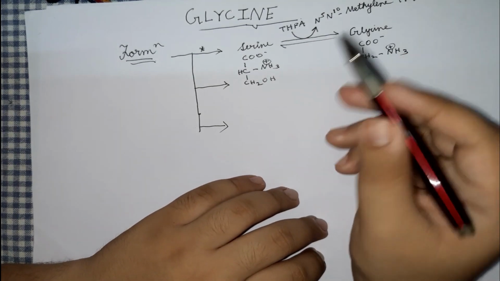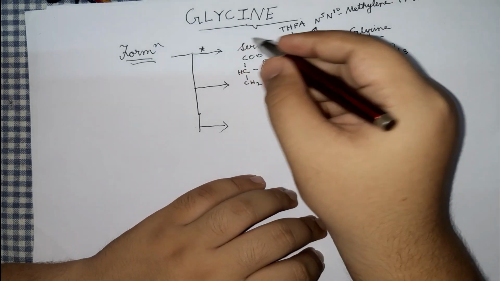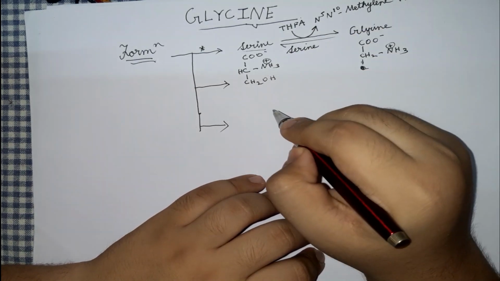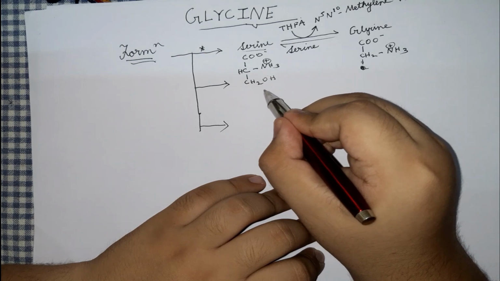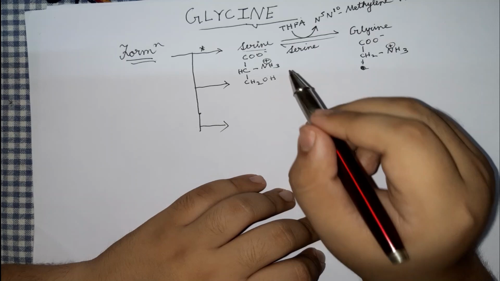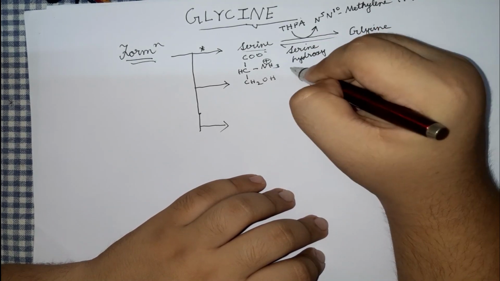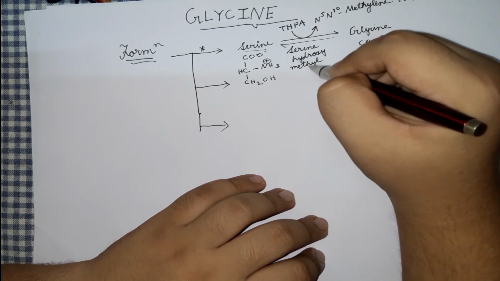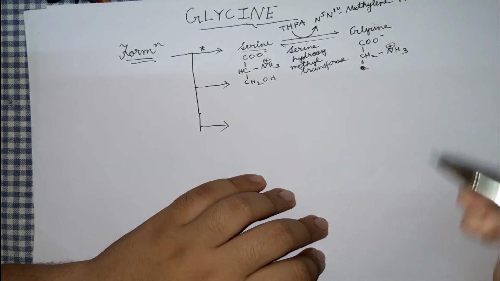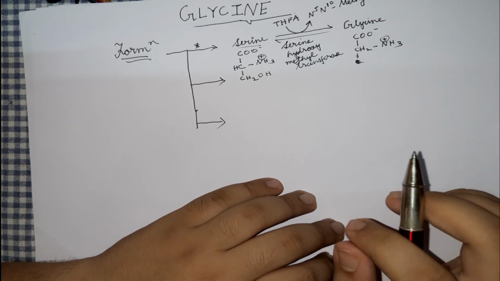All right. Now, what will be the name of the enzyme here? The name of the enzyme is serine hydroxymethyl transferase. All right, that is the enzyme which is needed.